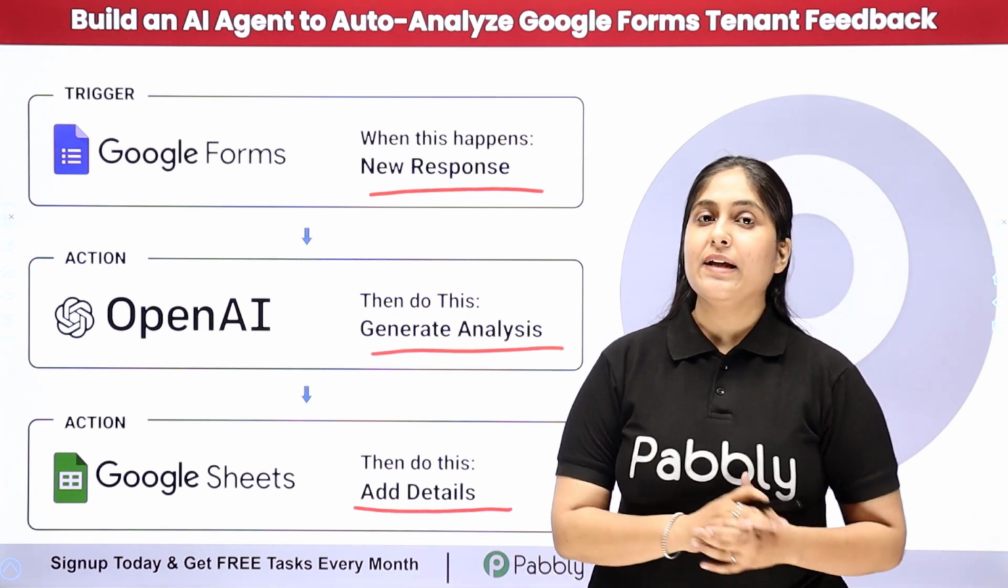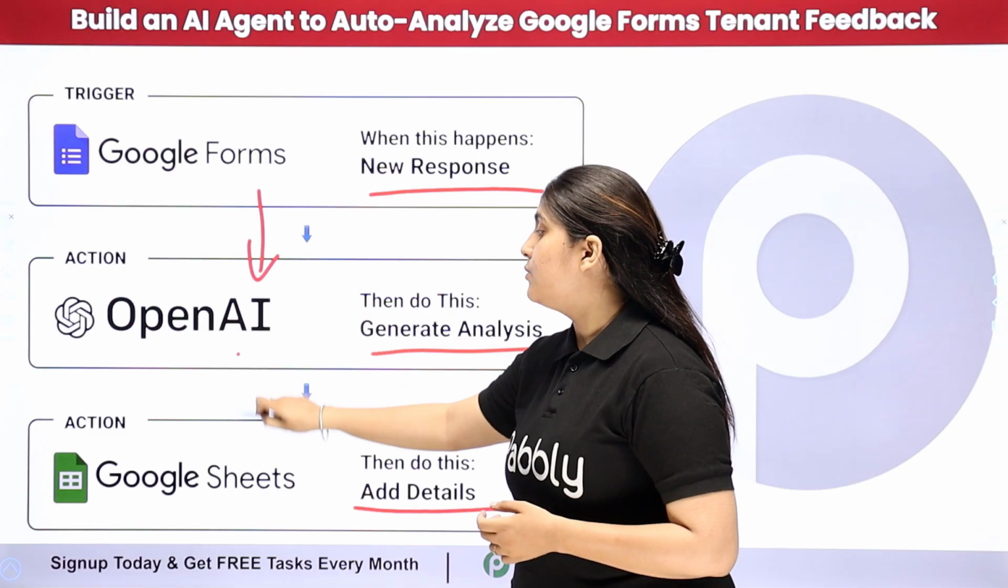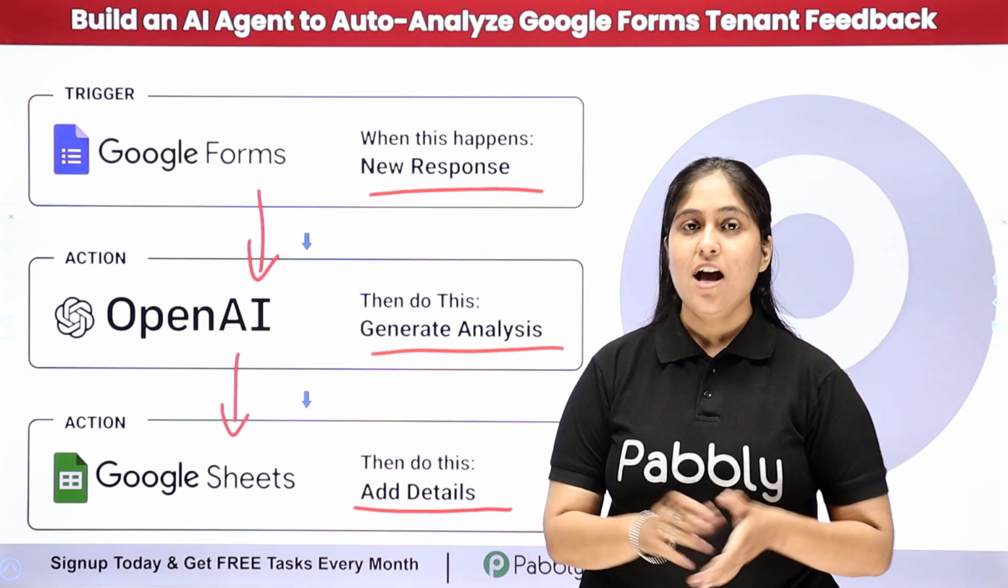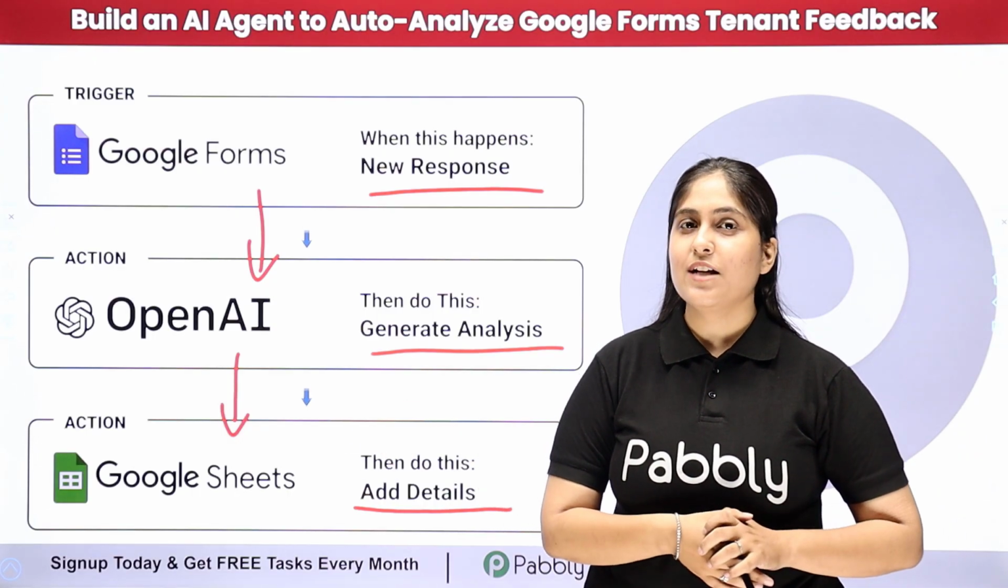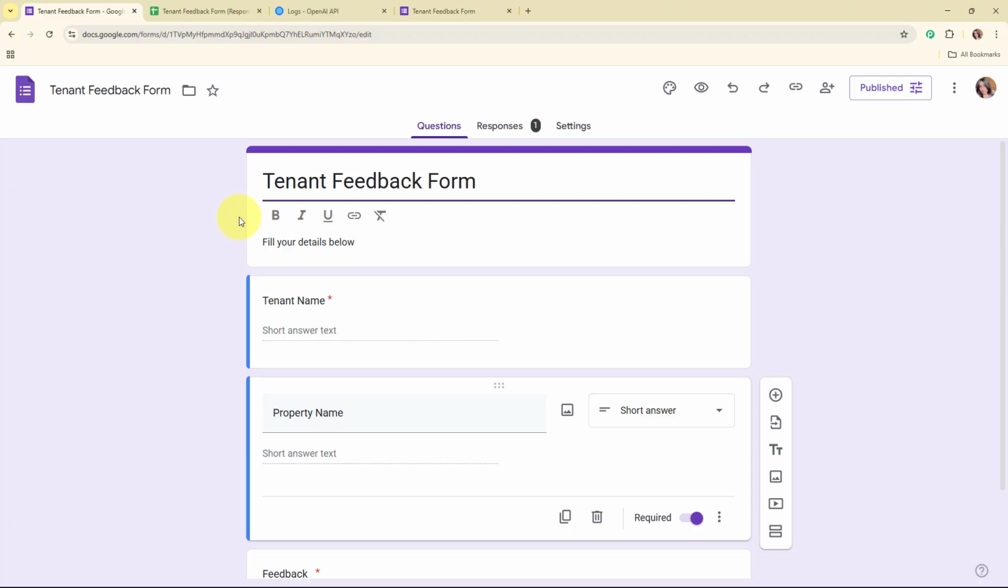Now, to automate the entire process, I need to connect my Google Forms with OpenAI and Google Sheets using an automation software named Pabbly Connect. To see the working of this automation and to learn this process step by step, let me take you to my screen. Welcome to my screen.